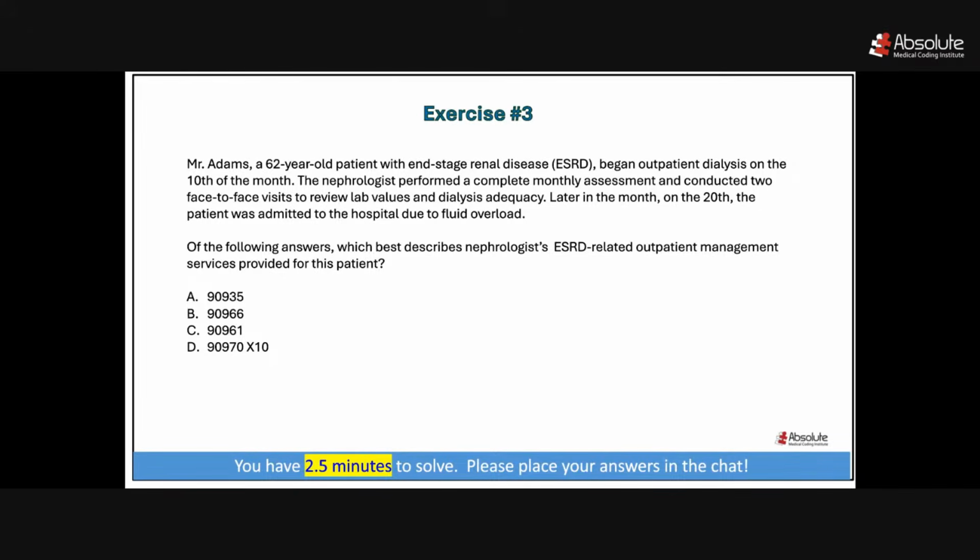Mr. Adams, a 62-year-old patient with end-stage renal disease, began outpatient dialysis on the 10th of the month. Nephrologists performed a complete monthly assessment and conducted 2 face-to-face visits to review the lab values and dialysis adequacy. Later in the month, on the 28th, the patient was admitted to the hospital due to fluid overload. Of the following answers, which best describe the nephrologist ESRD related outpatient management services provided for this patient?